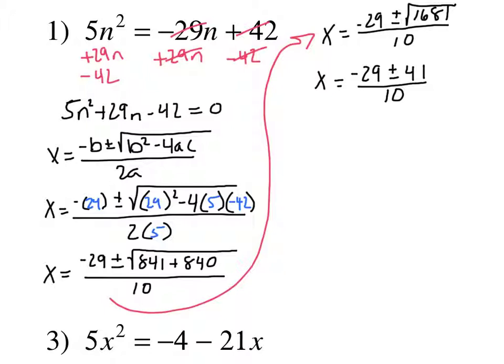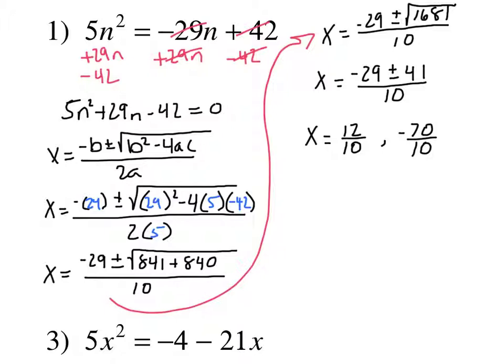You cannot leave your answer like this. You have not told me what the answers are yet. You have to take negative 29 plus 41. What's that give us? 12. I've heard two different answers so far. 12. What is negative 29 minus 41? Negative 70.